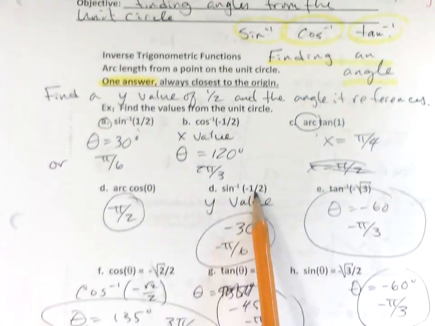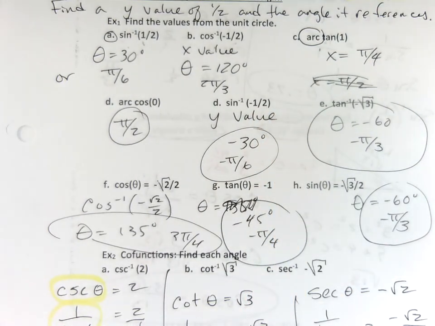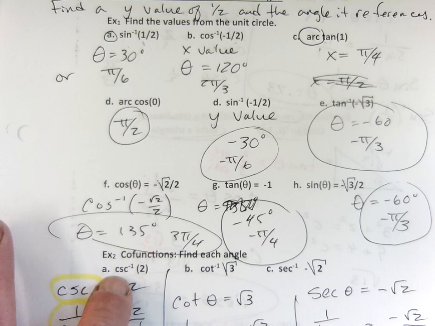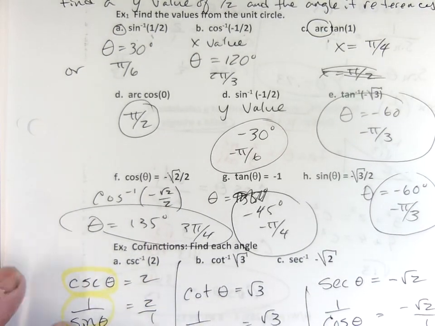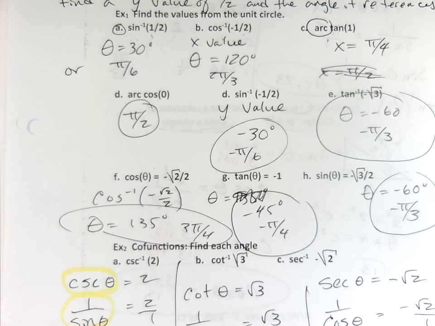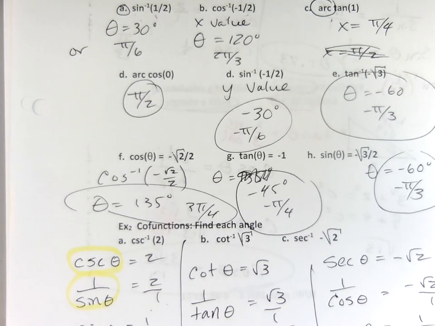Now, we talked about the cofunctions. Cosecant is the same thing as 1 over sine, so I changed to 1 over sine. And then I flipped the sign, so 2 is 2 over 1. I flipped it to make it a sine, and sine of 1/2 on the unit circle is at 30 degrees or pi/6.